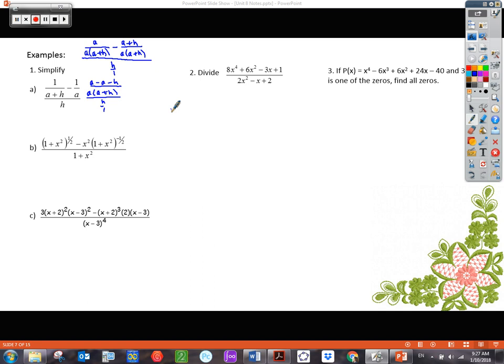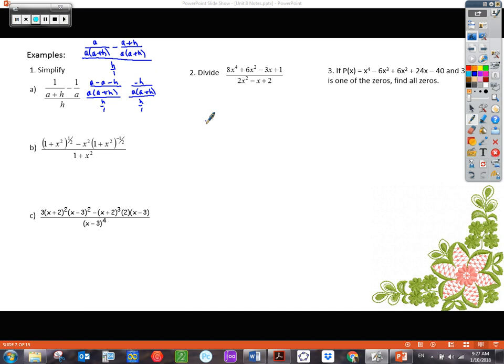I hope we can see from that that the a's are going to go away. I'm going to be left with negative h over a times a plus h all over h over 1. So I have accomplished my first goal in these problems, which is to get one fraction over another one. Now I'm going to flip and fix the complex fraction.